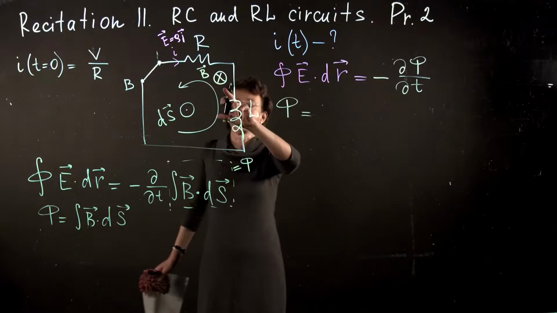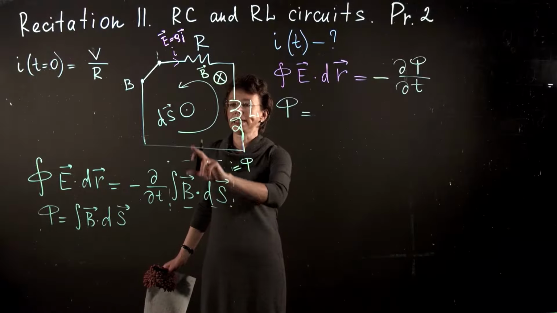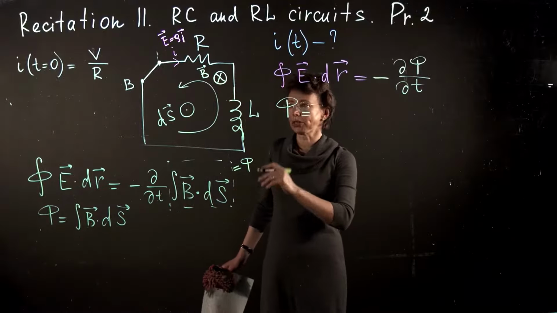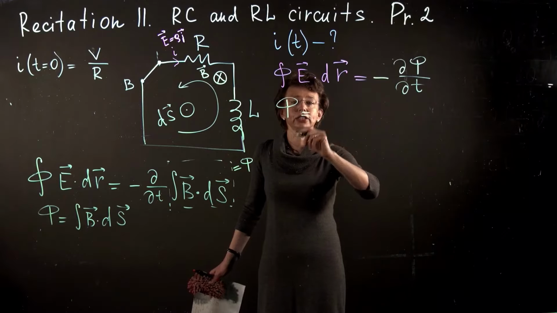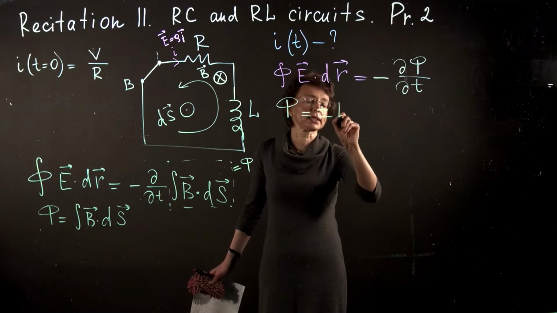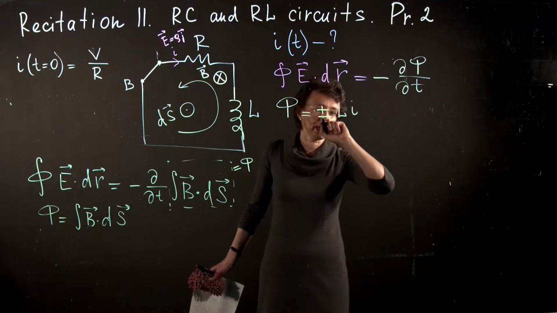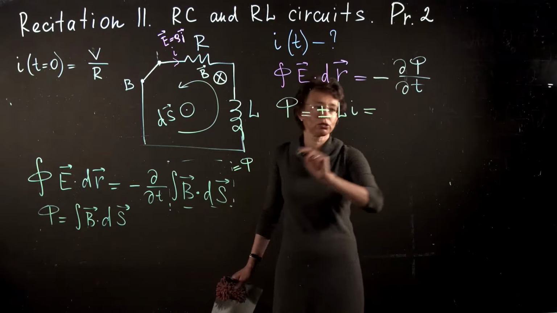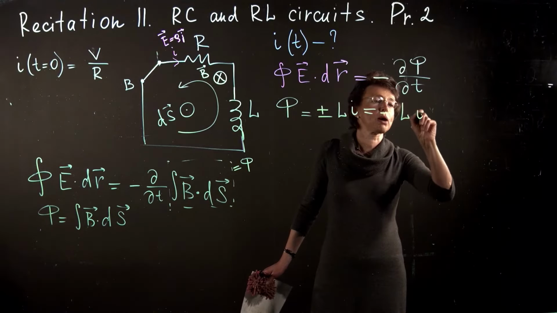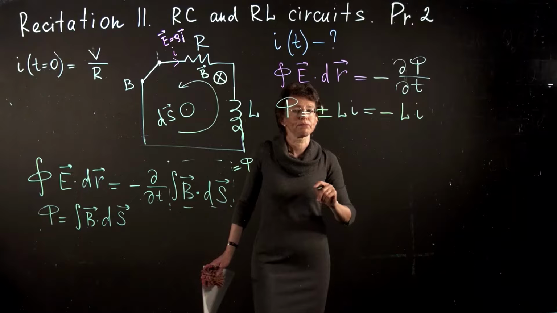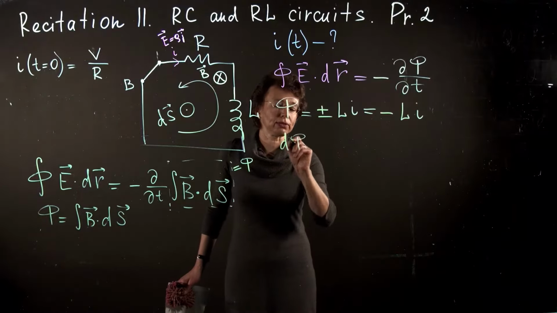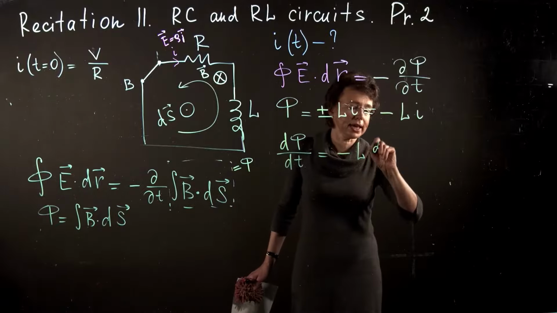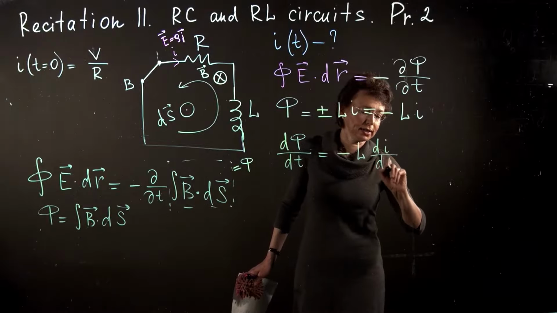Now B is in, ds is out, which means that B dot ds is negative, flux is negative. Phi is plus minus Li when we have inductance in our circuit. And since B is anti-parallel to ds, dot product is negative, we choose minus. It is minus Li. Next step, let's take derivative, d phi dt.